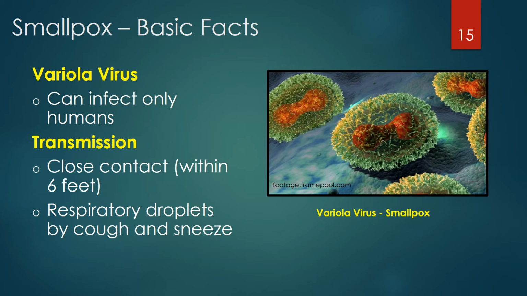These next few slides provide some basic information about smallpox. Smallpox was caused by variola virus, a member of the Poxviridae family of viruses. Smallpox was passed by human-to-human transmission. There were no animal or insect reservoirs or vectors for this infection. Transmission in most cases was due to close contact when individuals were within 6 feet of an infected person. Smallpox was transmitted primarily by respiratory droplets generated by a cough or sneeze from a person with disease.